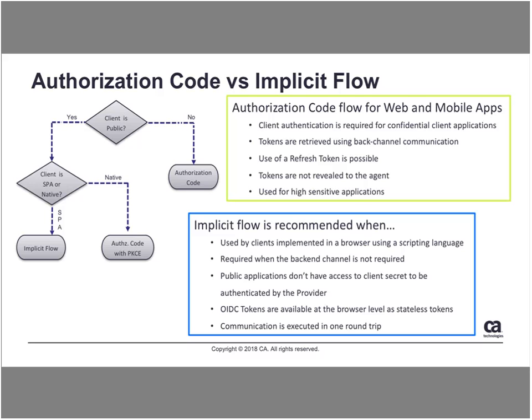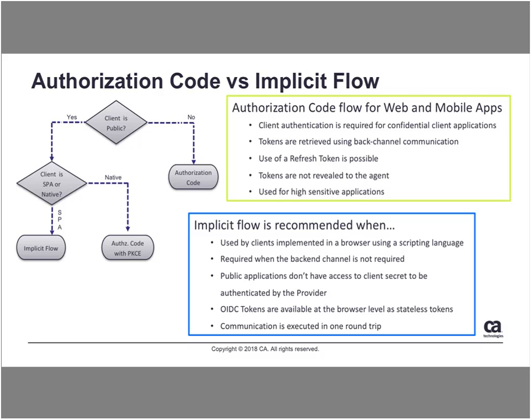Whereas the implicit flow is generally recommended for applications which are browser-based and using a scripting language, and applications that need to avoid back-channel communication to get the tokens. At the same time, public applications do not hold the client secret to be authenticated by the provider. In such cases, single page applications generally require the implicit flow. Access and ID tokens are available at the browser level, and those tokens can be used to identify user details and scope at the application level.